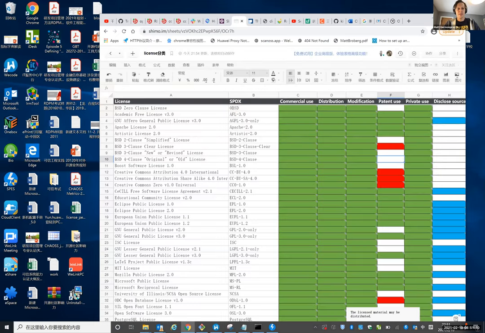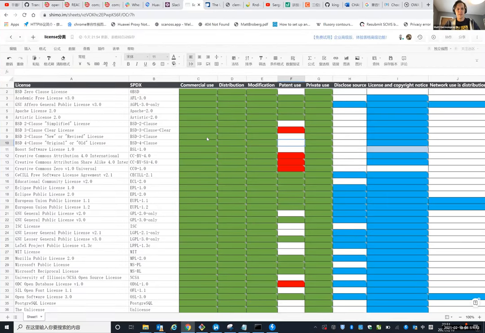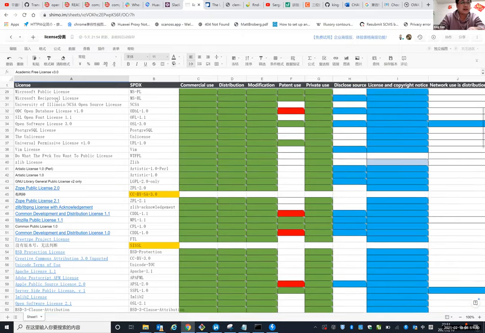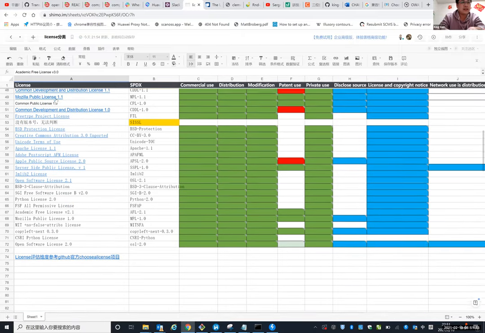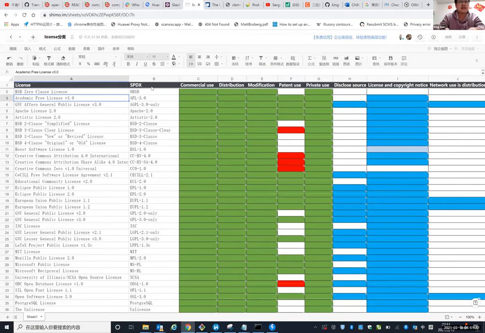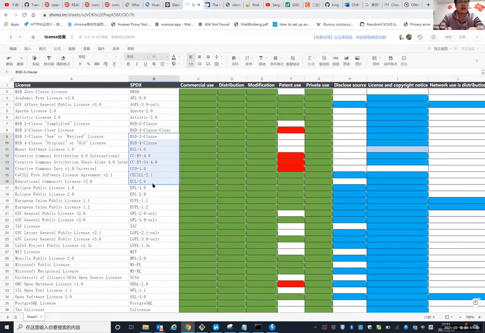Yes. Okay, you can see, this is the license list. I focus on license risk these days. This table is a license list. I've gathered almost 70 licenses here. This is the SPDX, the standard license name here.